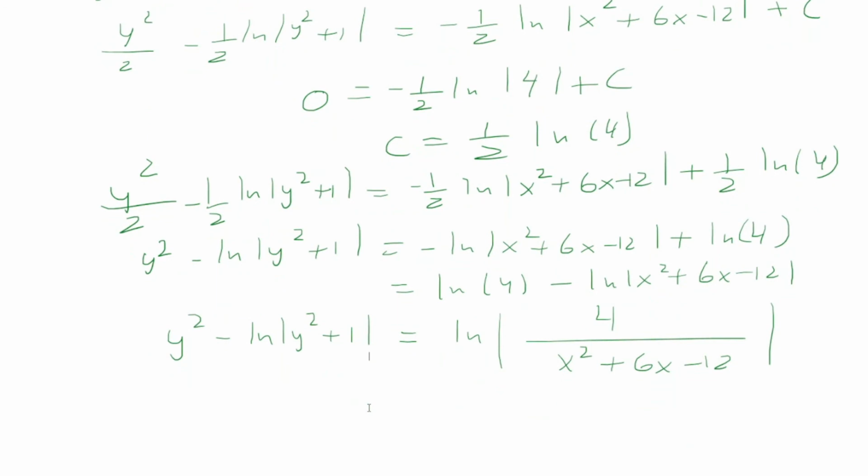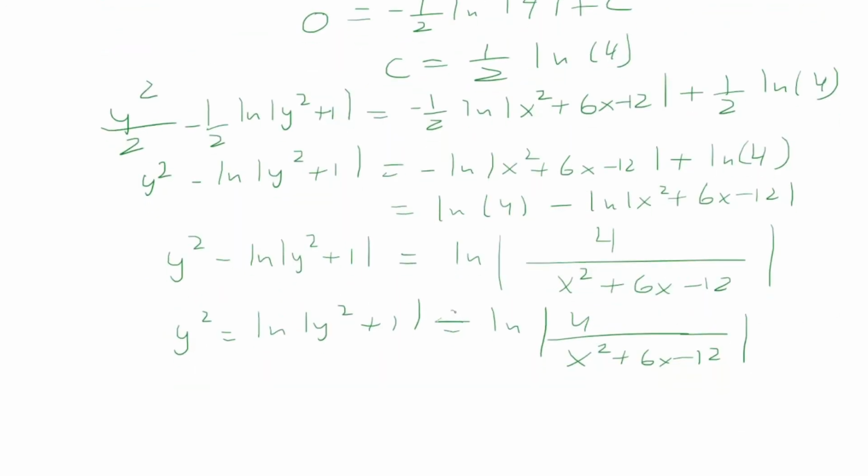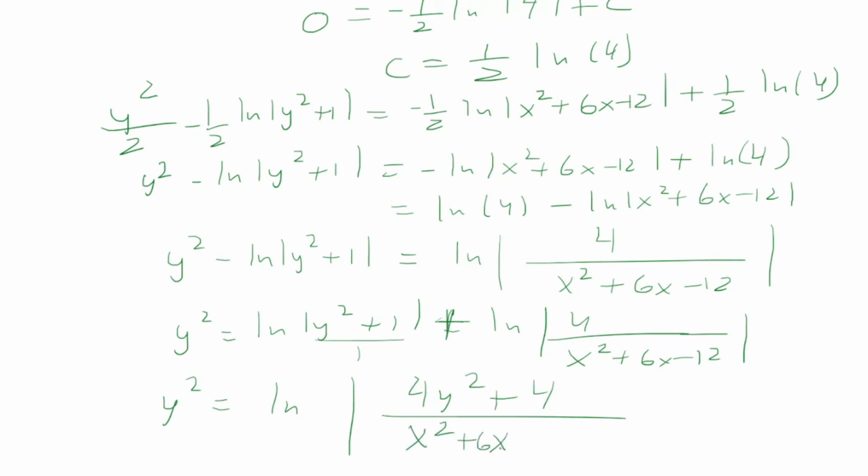Now we can also add the ln of y squared plus 1 to both sides. And so what happens here is you have to add the two natural logs, which means you have to multiply. So think of this as y squared plus 1 over 1. y squared plus 1 has to multiply the 4 to get 4 times (y squared plus 1), and we'll just leave the denominator like this. And this should be our final answer.